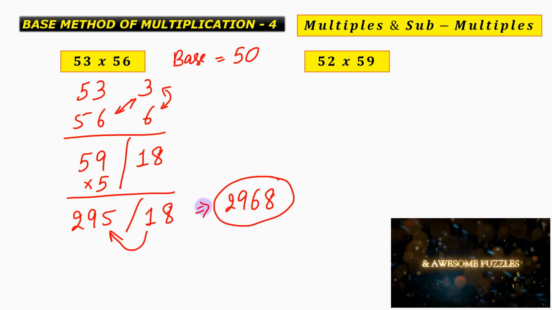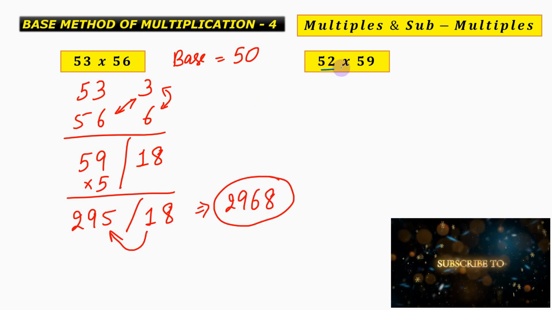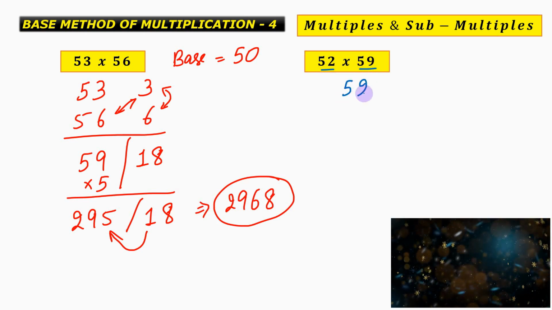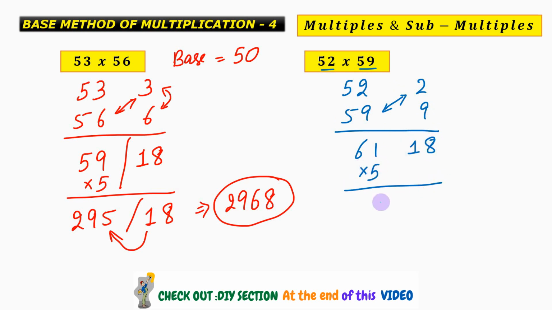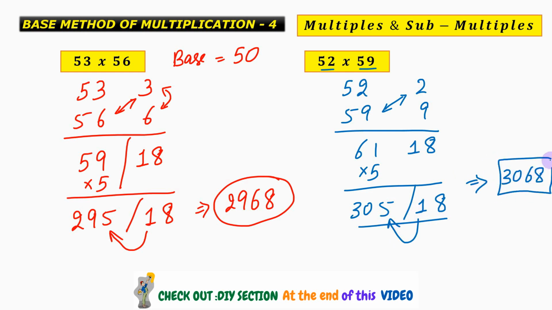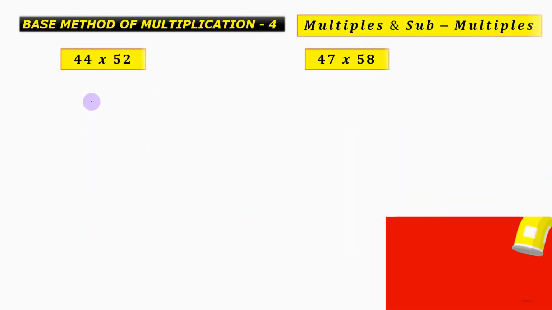Now for the next question we have 52 into 59. So 52 plus 2, 59 plus 9, then adding these two we get 61. 2 into 9 is equal to 18. 61 into 5 is equal to 305. This 1 will get carried over. I am just going to write down these steps. Obviously this 1 is going to get carried over, and hence we are going to get the answer as 3068. Now let us check out the last two questions of this lecture.